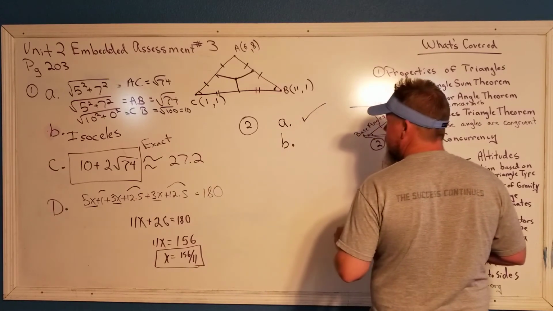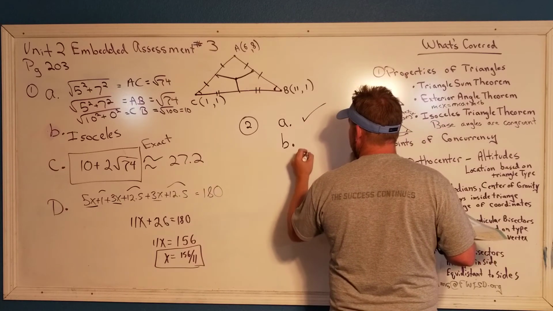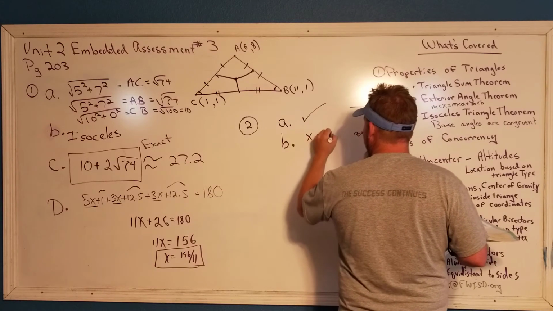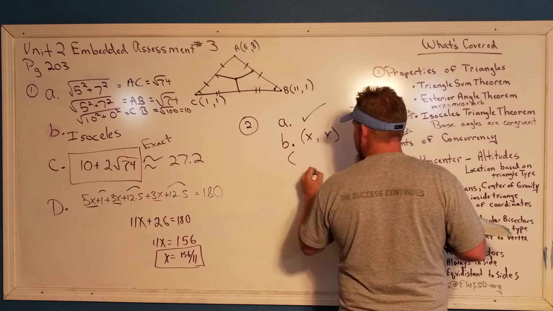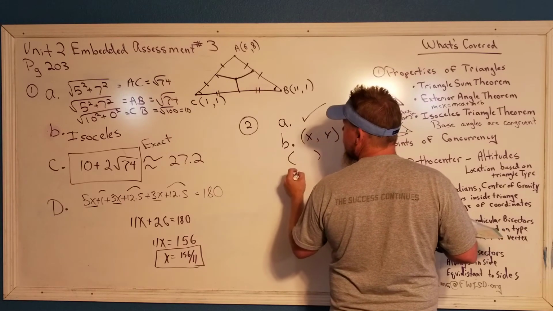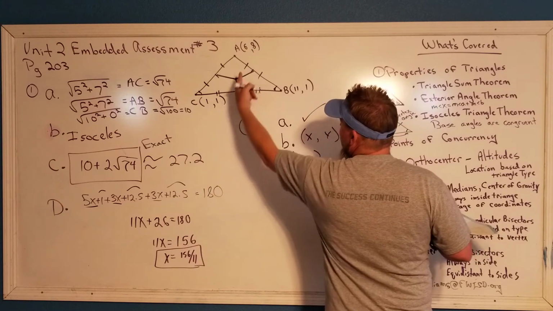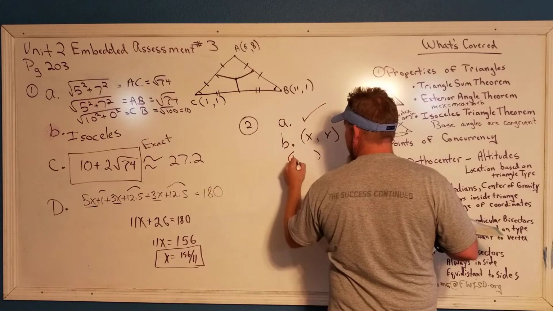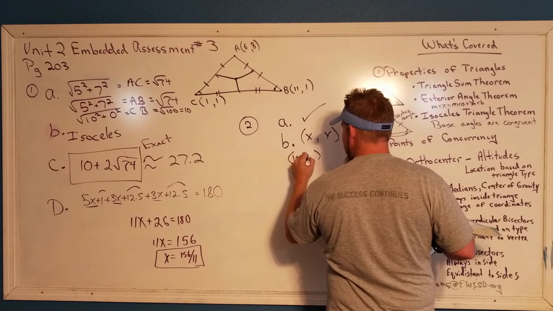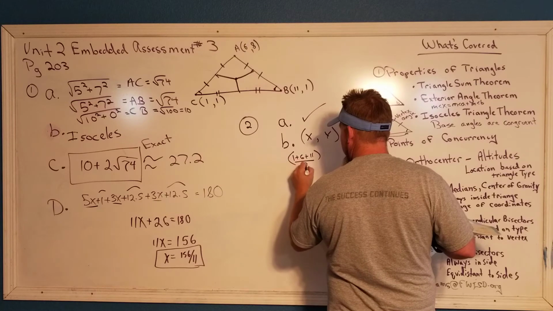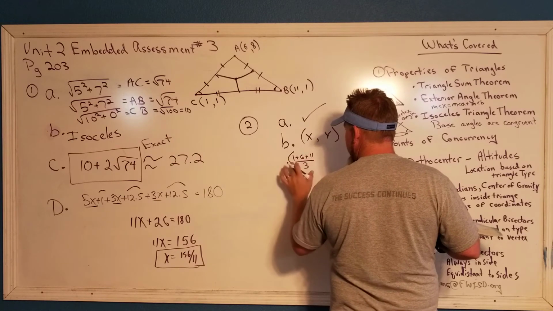What are the coordinates of the centroid? So I'm going to add together the x values. So I'm looking for an x comma y. What that's going to look like is I add the x values. So I have 1, 6, and 11. 1 plus 6 plus 11 over 3. That's the x value.